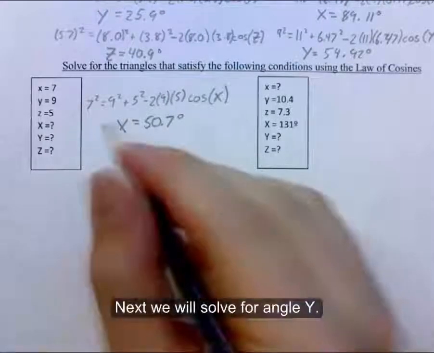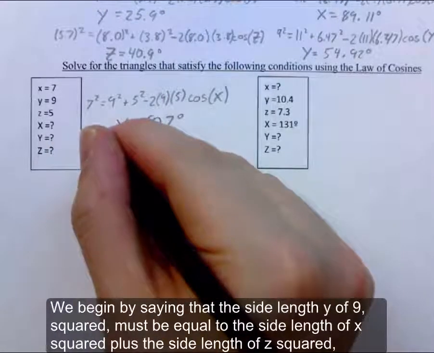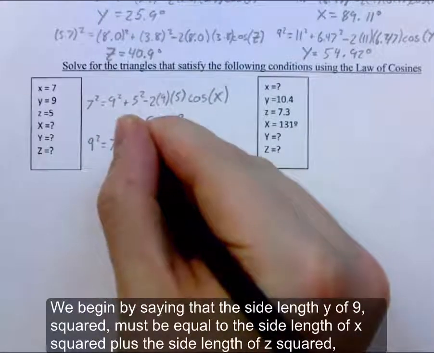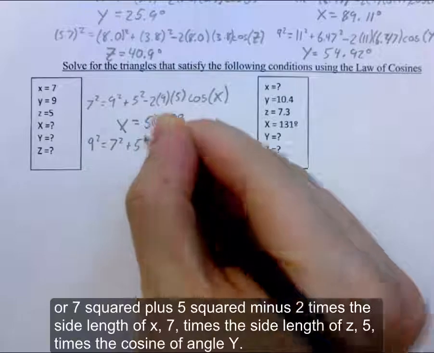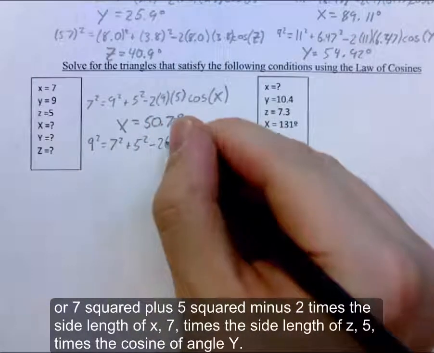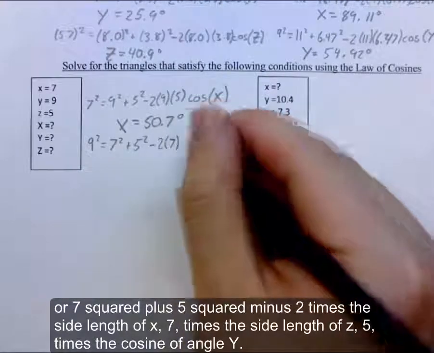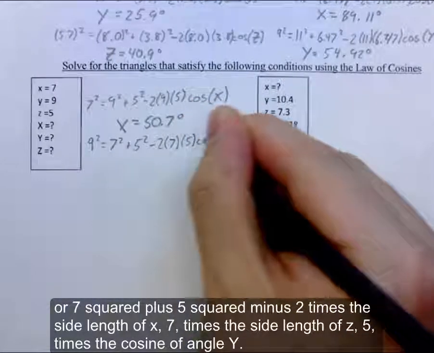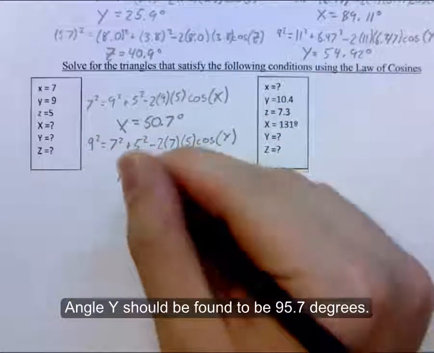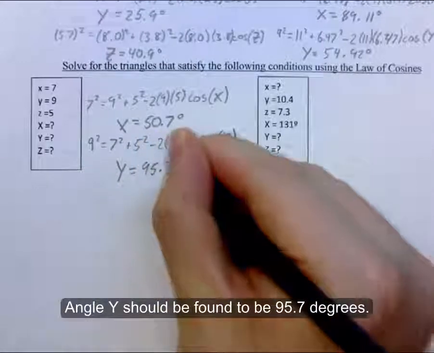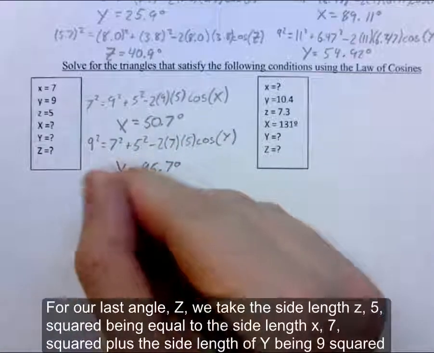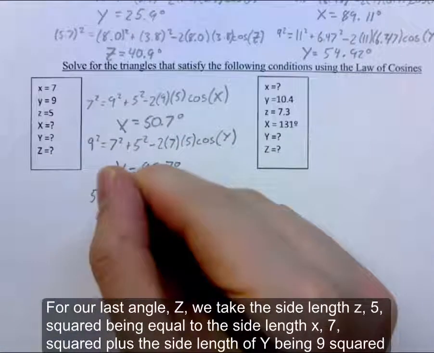Next, we will solve for angle y. We begin by saying that the side length y of 9 squared must be equal to the side length of x squared plus the side length of z squared, or 7 squared plus 5 squared, minus 2 times the side length of x, 7, times the side length of z, 5, times the cosine of angle y. Angle y should be found to be 95.7 degrees.